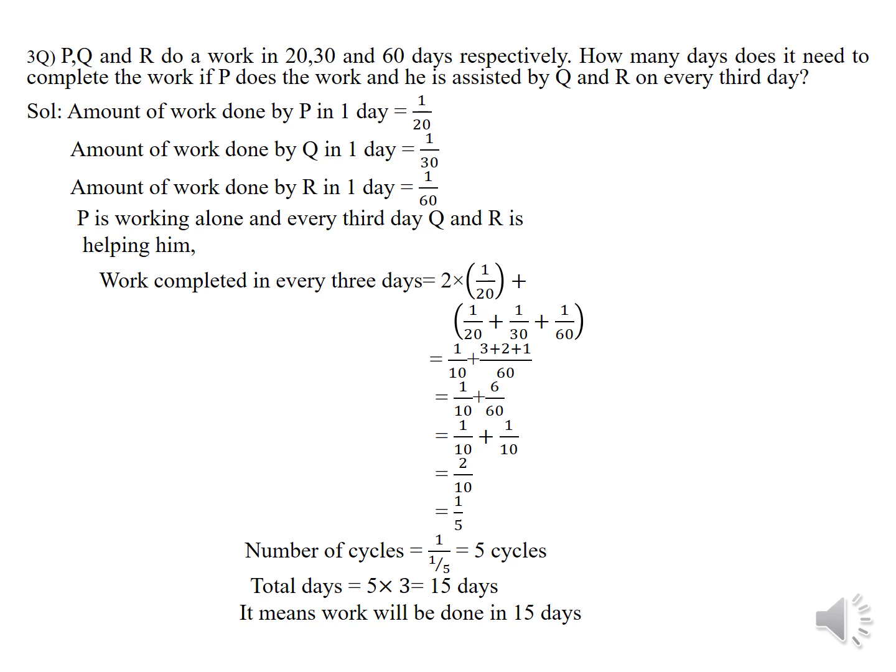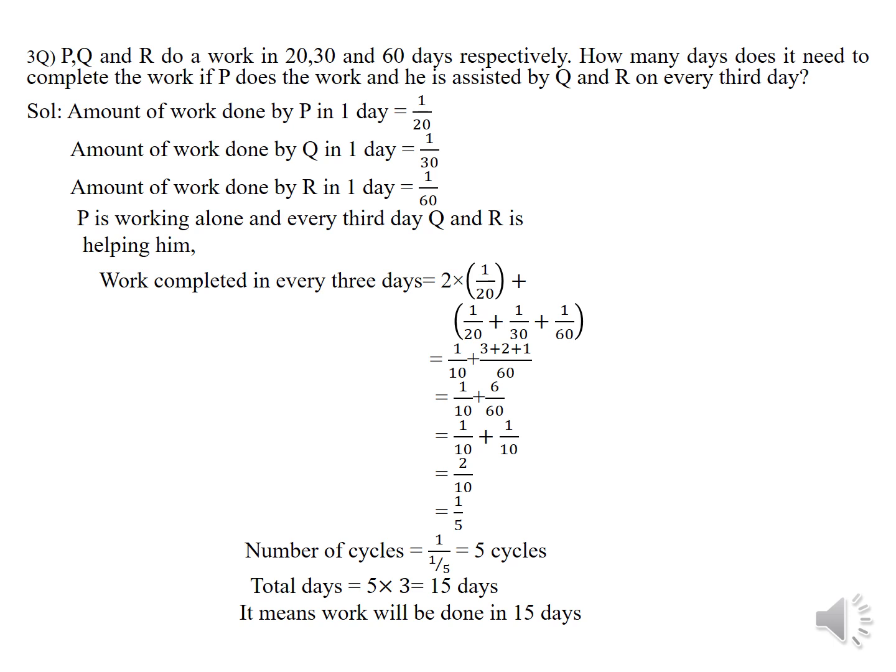So the 1 day work rate for P, Q and R, using that formula, we can write as 1 by 20, 1 by 30 and 1 by 60. These are the 1 day work rates for P, Q and R. Now, I already told you, for the first 2 days P works alone. On every third day he takes help from Q and R. So P is working alone and every third day Q and R help him. So we have to find the work completed in every 3 days.